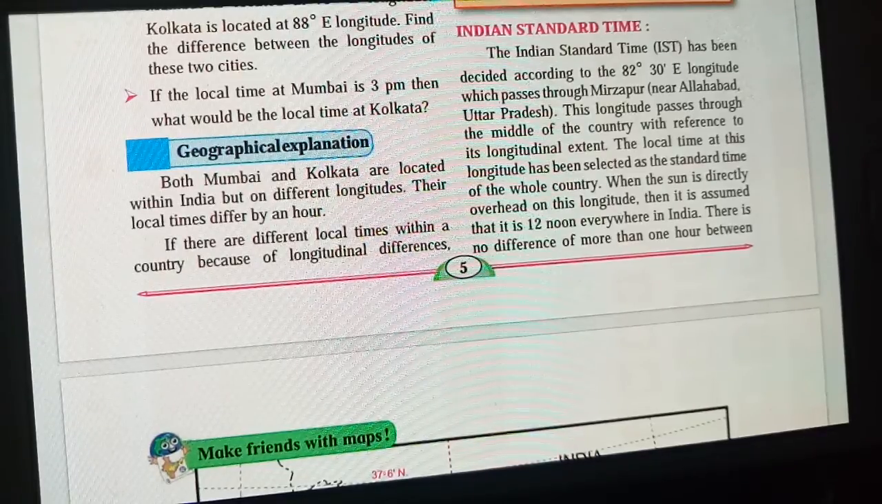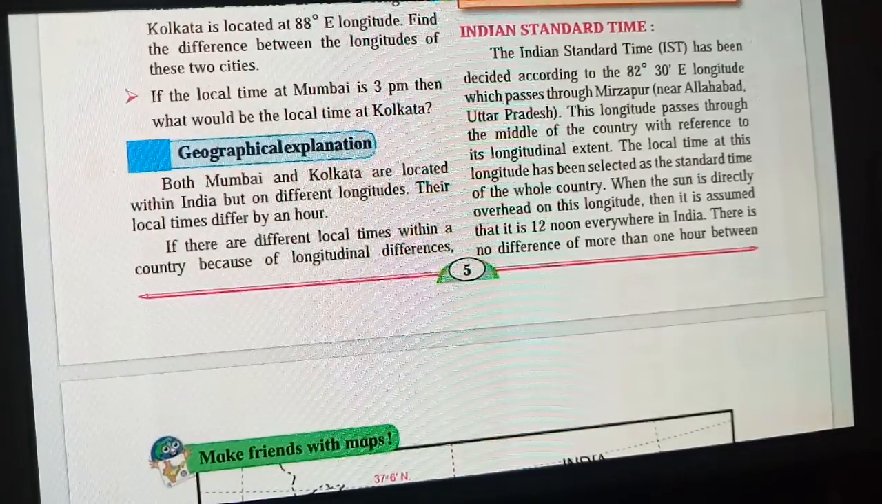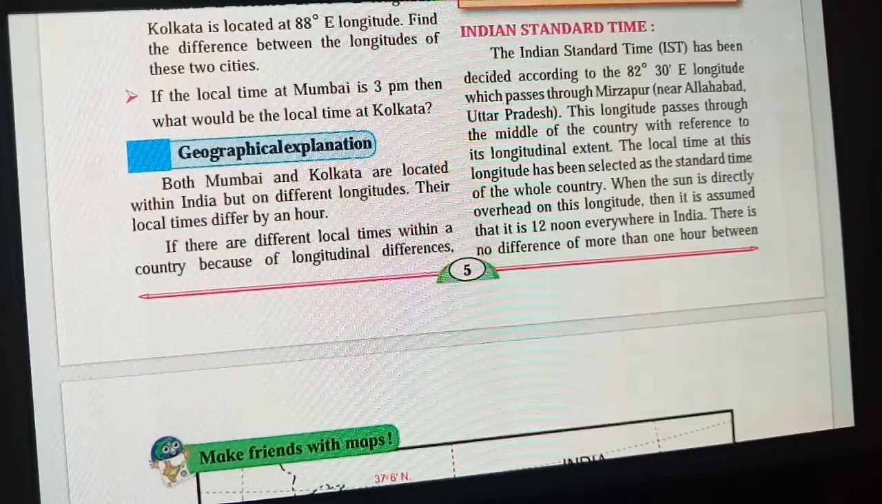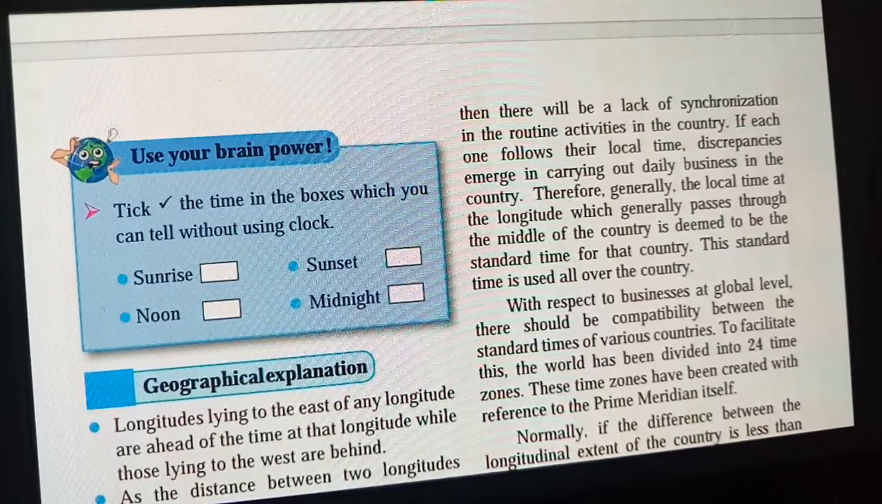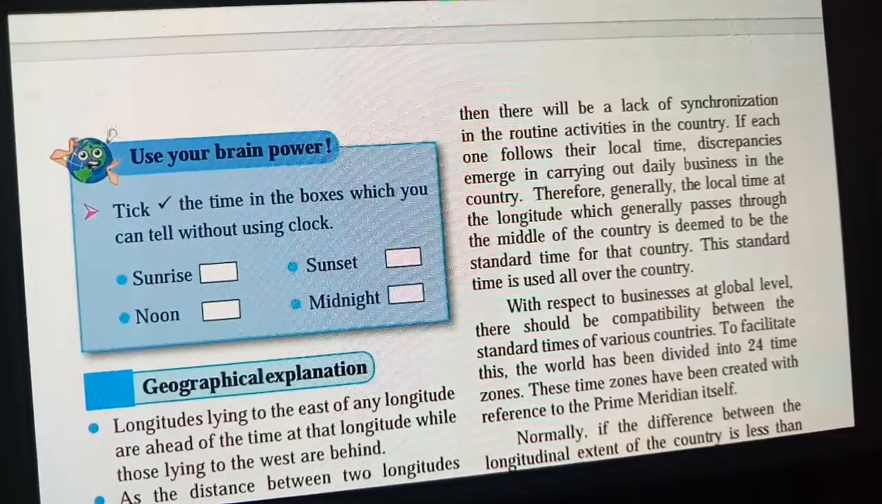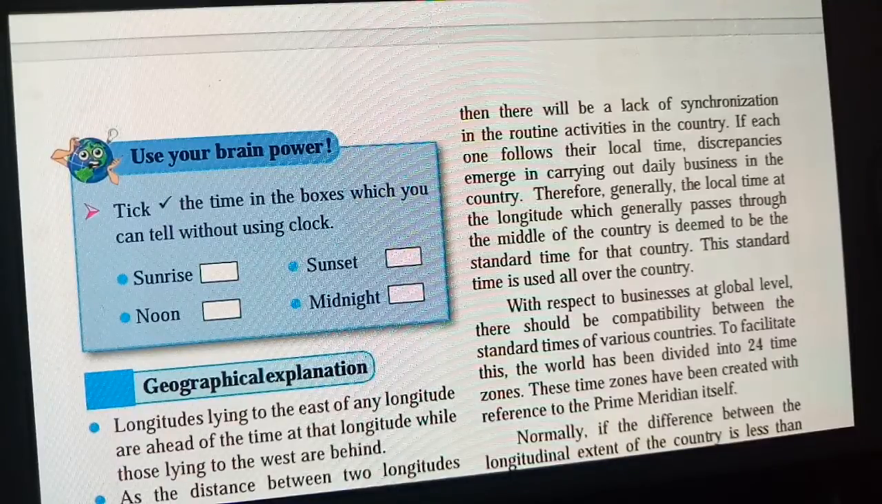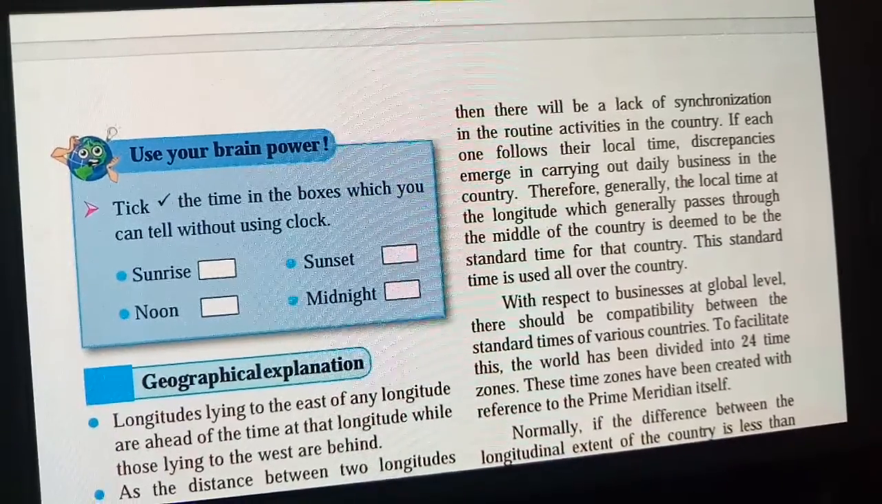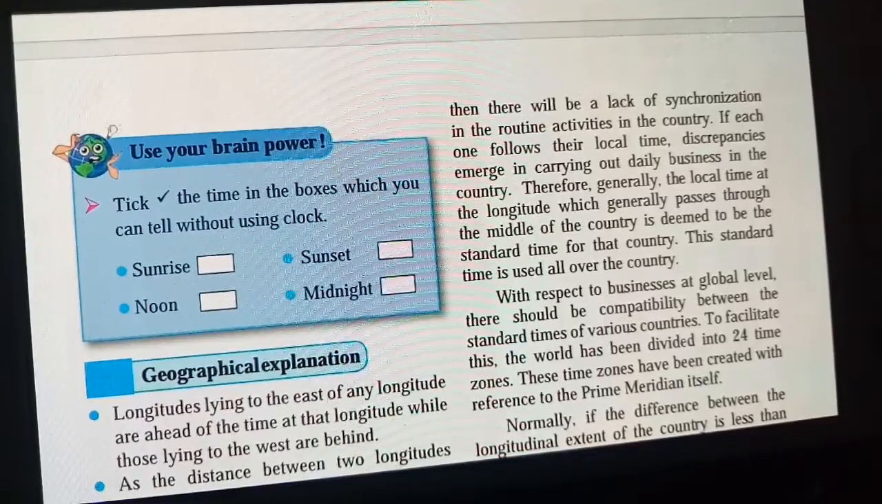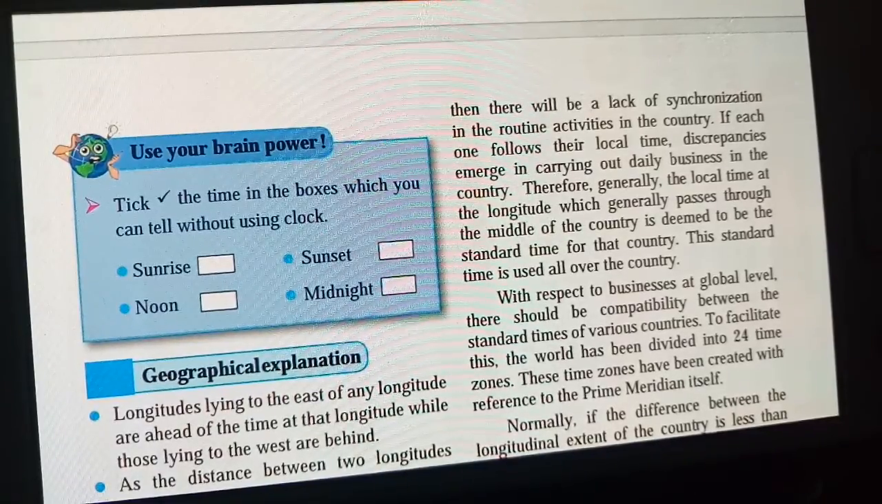If there are different local times within a country because of the longitudinal differences, why do these differences happen in a country? Because of the longitudinal lines. The longitudinal lines differ, so because of this there is a difference of 1 hour between Mumbai and Kolkata. Then there will be a lack of synchronization. Synchronization means adjusting the clocks to the same time. So we have to adjust the time of India for synchronization in the routine activities in the country.